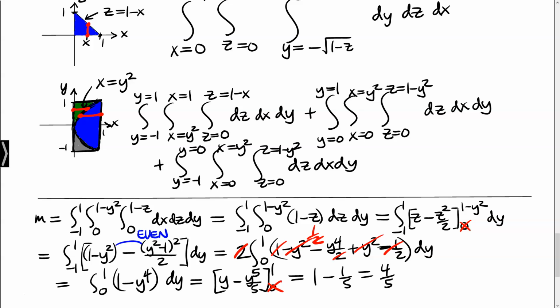Okay, so that is the mass. Well, I mean, it's the mass if the density function was identically 1. If the constant density was 1. Really, if you keep the rho in there, it would be 4/5 times rho. But we're just assuming rho is equal to 1. So let's go ahead and compute the other ones.